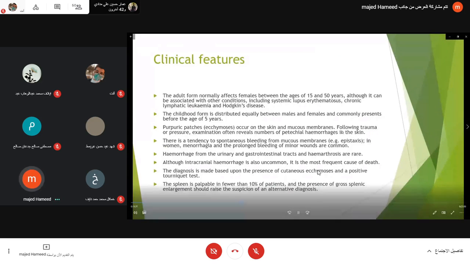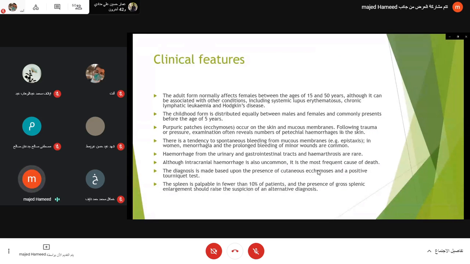Clinical features: the adult form normally affects females between the ages of 15 to 50 years, although it can be associated with other conditions including SLE, chronic lymphatic leukemia, and Hodgkin's disease. The childhood form is distributed equally between male and female and commonly presents before the age of 5 years.